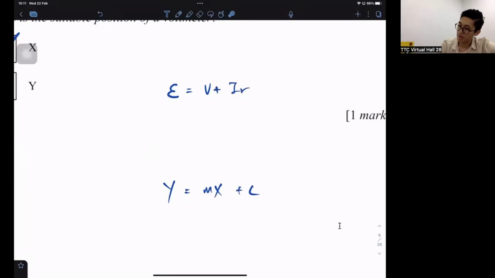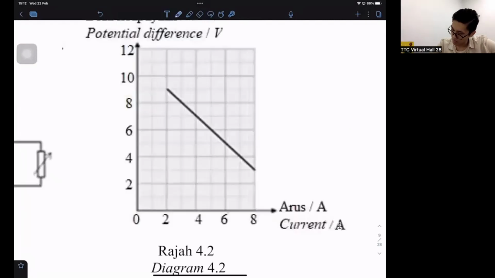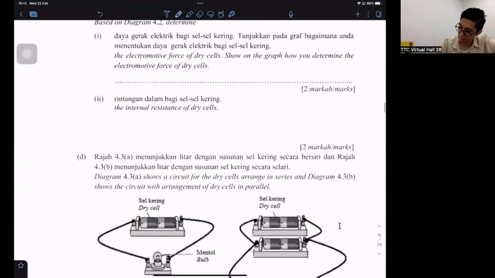Okay, if I want to find the EMF, everything is fixed already. If I want to find the EMF, I need to find the y-intercept. The c is the y-intercept. So here I have to draw a line. You take your ruler, you draw a line, extend. Then you mark. This is the y-intercept, 11. So that's your answer, 11 volts. 1 mark for the answer, another mark to show in the graph, because the question already says show in the graph, right?